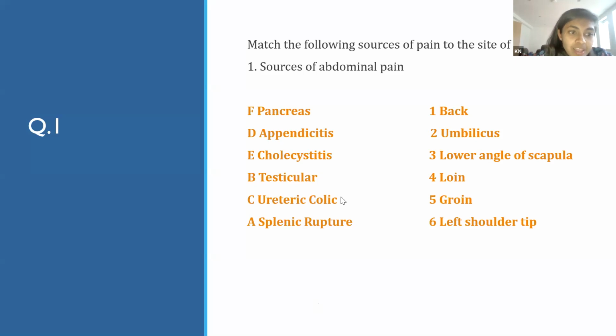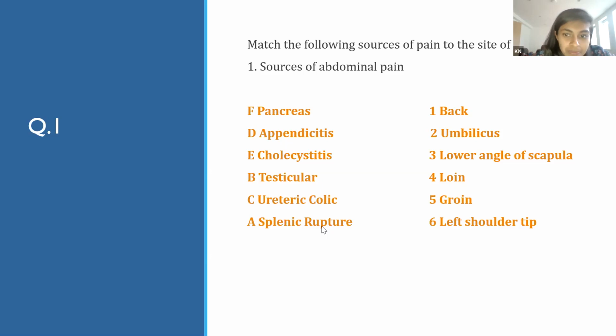Low angle of the scapula. So yes, this is potentially referred pain, secondary to irritation, referred pain from cholecystitis. Then you've got loin pain, which is urinary colic. Everyone's got that. Perfect. Groin pain, testicular pain, lovely. Oh, sorry, I think those have been flipped over. So urinary colic needs to be loin pain and testicular pain needs to be groin pain.